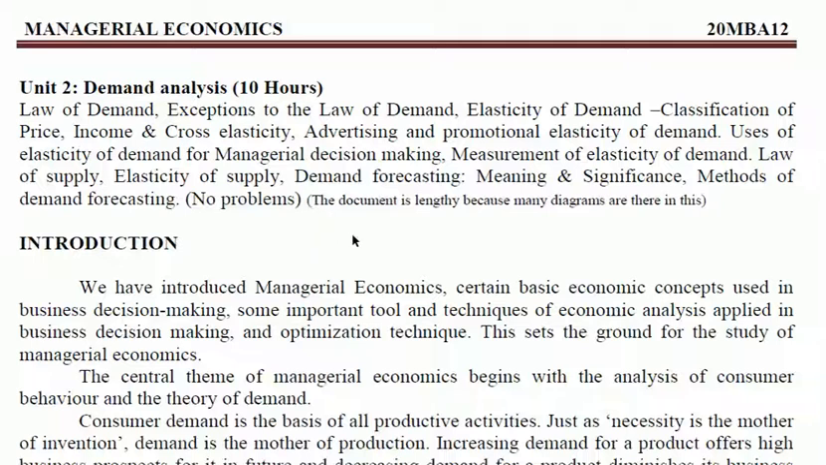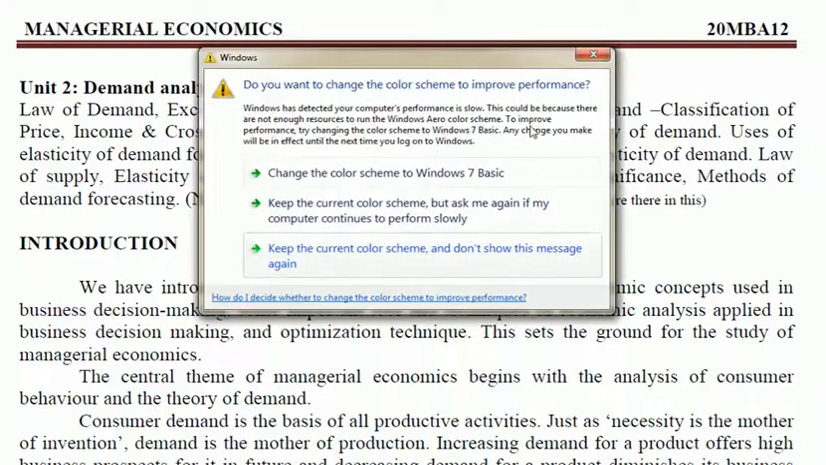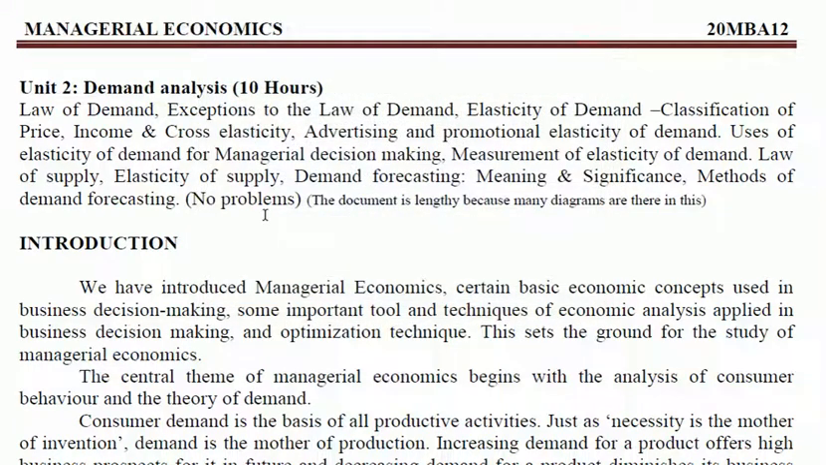Well, the students' document is lengthy because many diagrams are there in this. It is not that there is much content. The diagrams are pretty big and they are occupying space in the document, so that's the reason. Sorry about that.